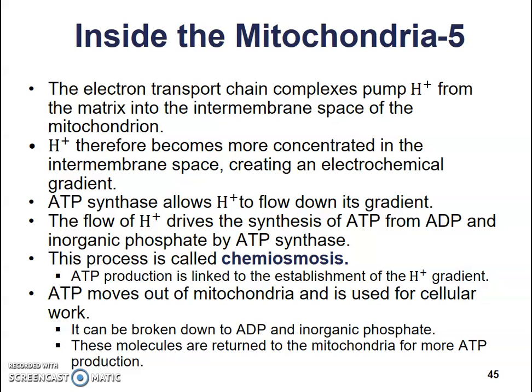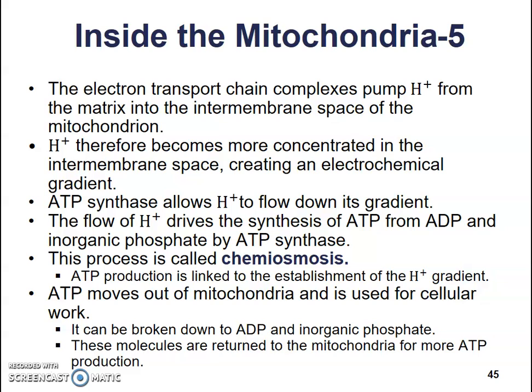And that flow of hydrogen ions drives the synthesis of ATP, okay, so the making of it from the ADP, adenosine diphosphate, and phosphate into ATP. This is a process called chemiosmosis. The ATP production is linked to the establishment of a hydrogen ion gradient. So if we don't have that gradient, we can't make the ATP.